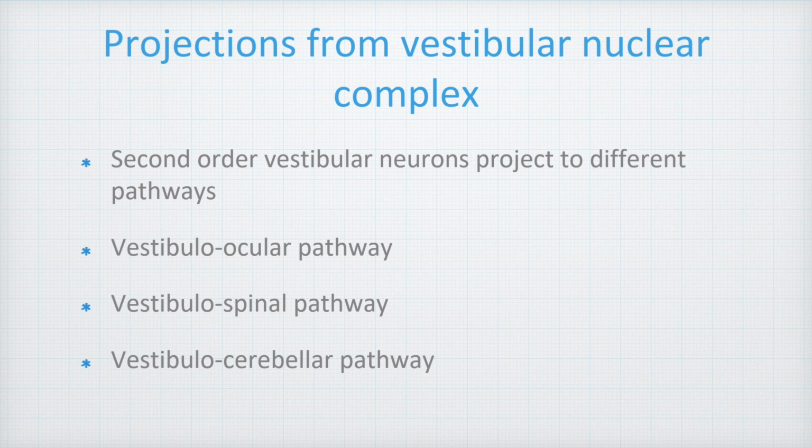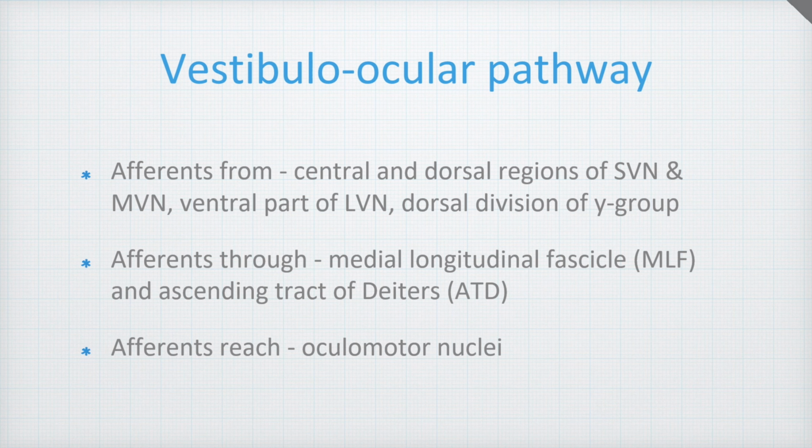So let's talk about the vestibulo-ocular pathway first. Now we have tried to make it as simple as possible. It is slightly more detailed, but we are describing it in a very simplified manner. So where are the afferents of the vestibulo-ocular pathway coming from? They are coming from the SVN vestibular nuclei. We are not starting at the level of the peripheral vestibular system.